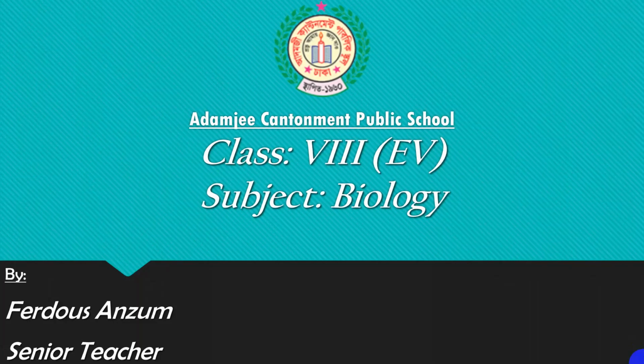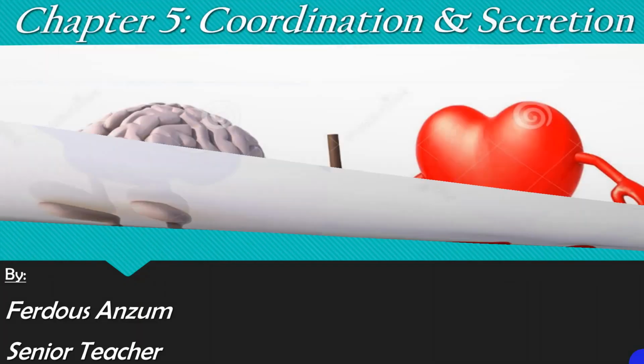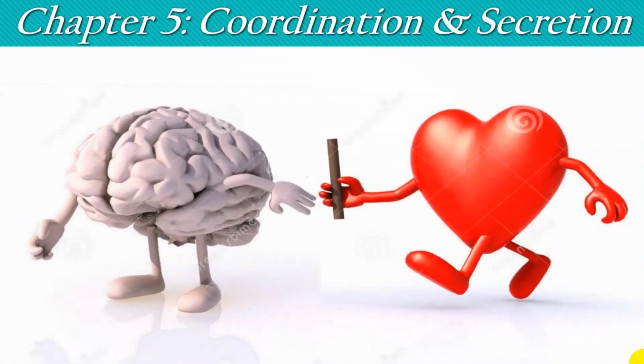Students, please take out your copies. Now look at the picture. There is a heart and a brain. The heart and the brain, they work together to win the race. This picture is a very interesting and simple example of coordination. Today we will discuss human coordination and secretion.